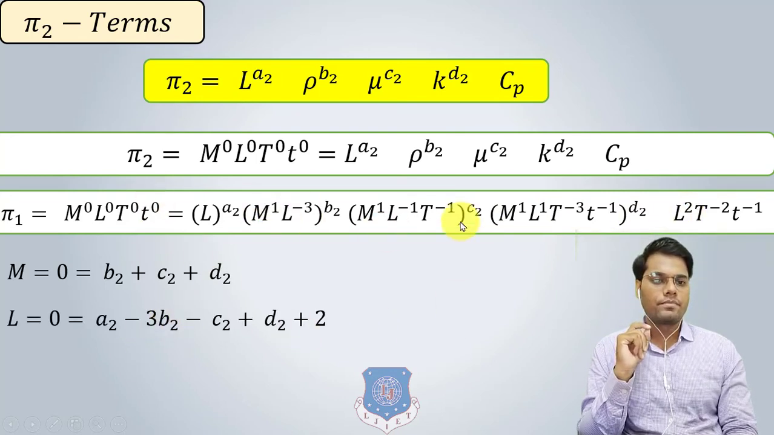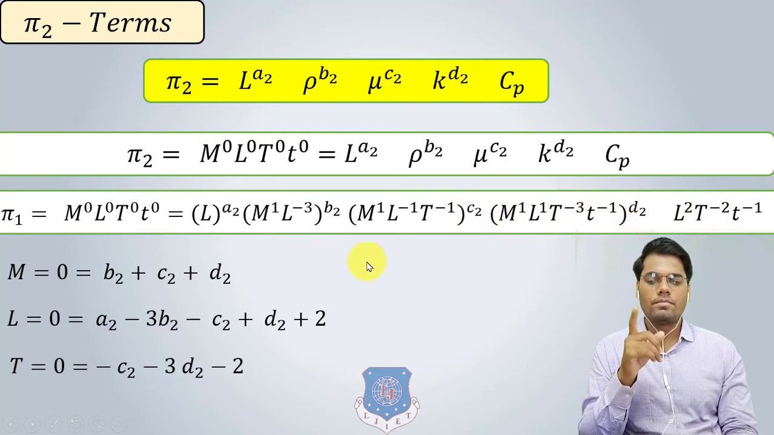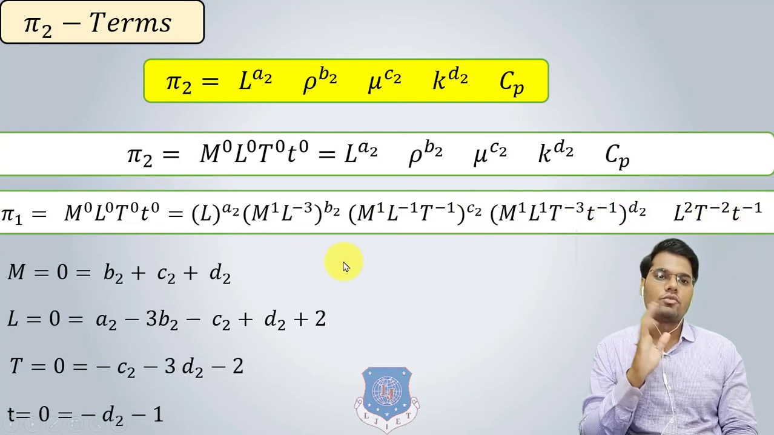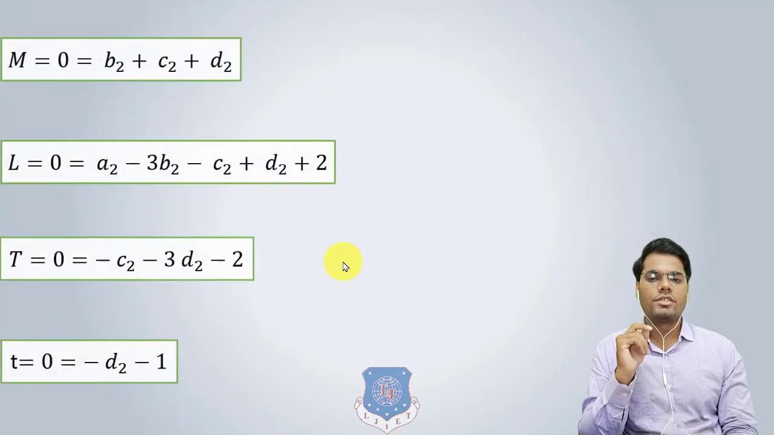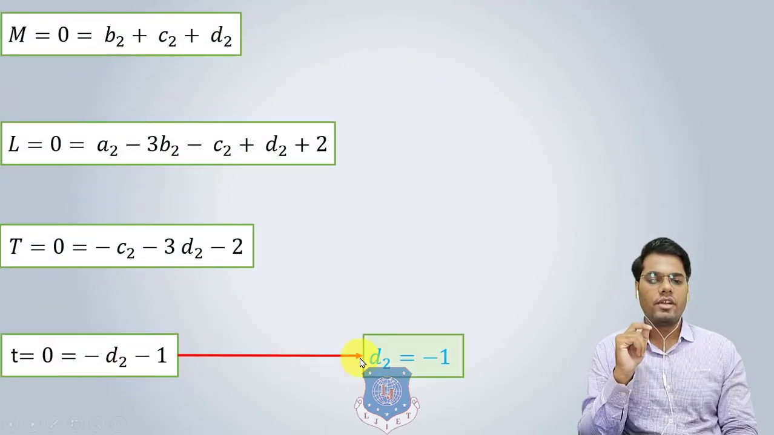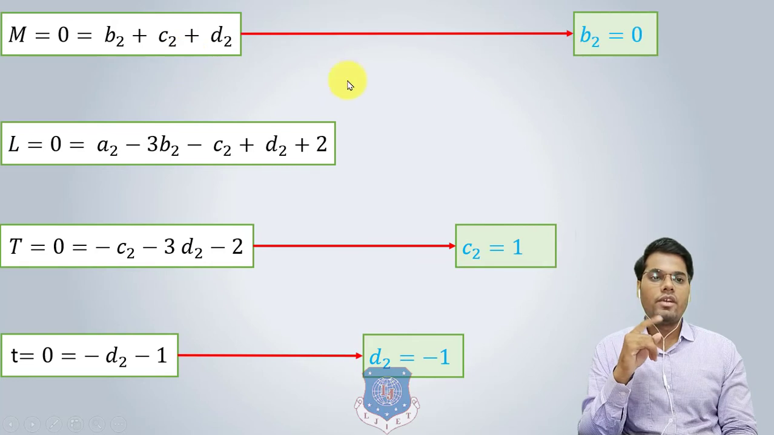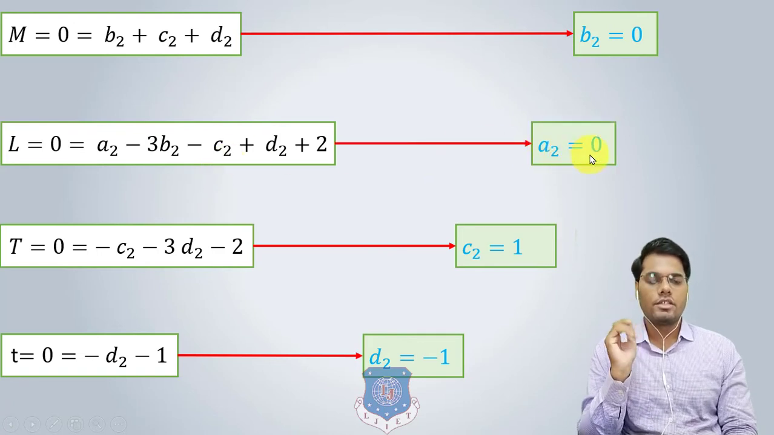For capital T, minus 1 into C2 minus 3 into D2 minus 2, so minus C2 minus 3 D2 minus 2 is equal to 0. And for small t, here directly we can see minus 1 into D2 and minus 1, so minus D2 minus 1 is equal to 0. Now we have 4 equations, 4 unknowns. By solving these equations, we get D2 is equal to minus 1. Putting the value of D2 in equation number 3, we get C2 is equal to 1. Putting the values of C2 and D2 in equation number 1, we get B2 is equal to 0. And by putting the values of B2, C2, D2 in equation number 2, we get A2 is equal to 0.